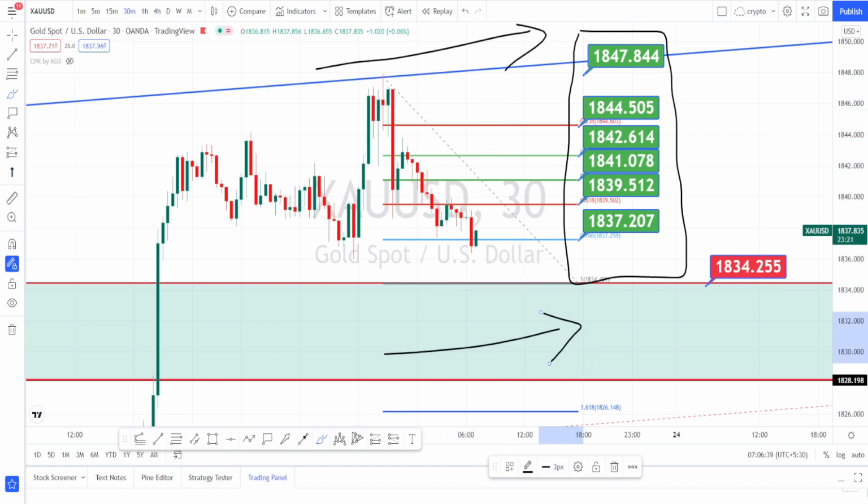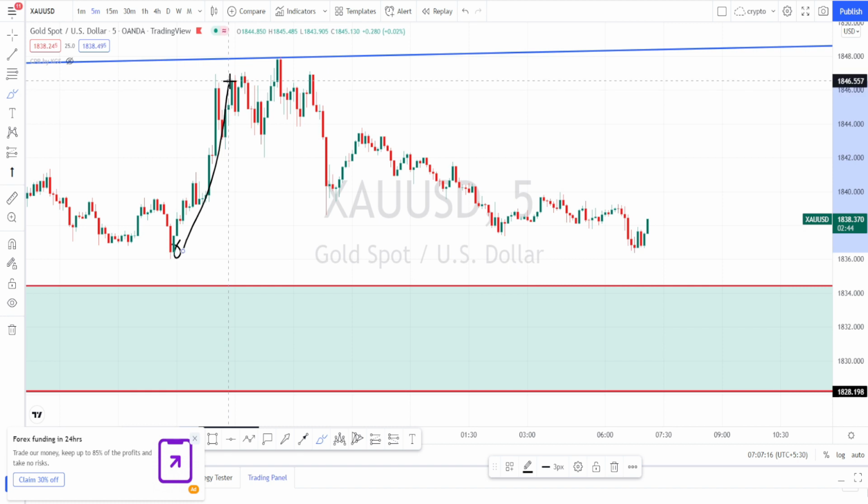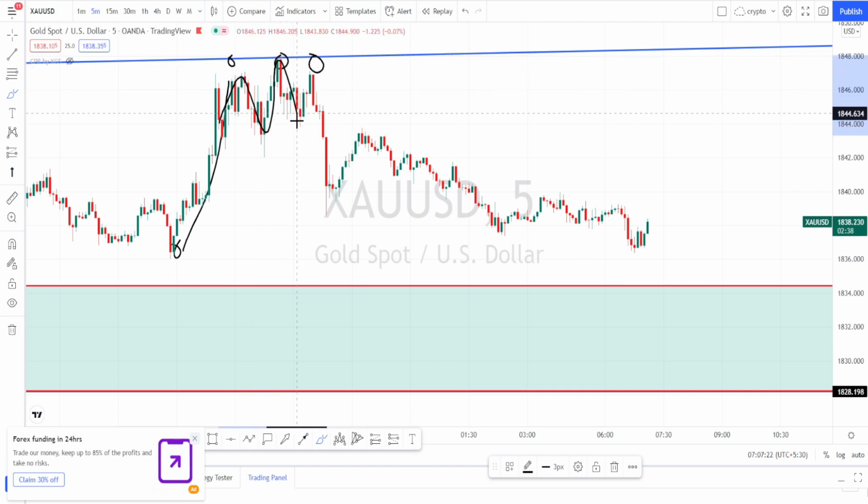Let us do the analysis in 5 minutes time frame. I am in 5 minutes time frame now. Here when we notice the price action, from here the bullish trend started and it tried several times to break this resistance line of the bullish channel pattern from the daily time frame. It couldn't succeed in breaking it, so it is on a retracement.